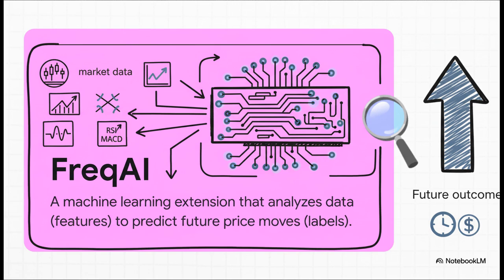So, what is FreqAI at its core? Well, you can think of it as a specialized machine learning engine that plugs right into our FreqTrade chassis. It gobbles up all sorts of market data, like those indicators we just generated, and it uses all that information to predict what the price is going to do next, telling the bot the probability of a rise or a fall.